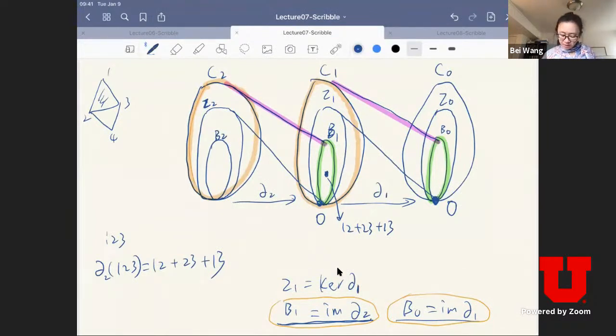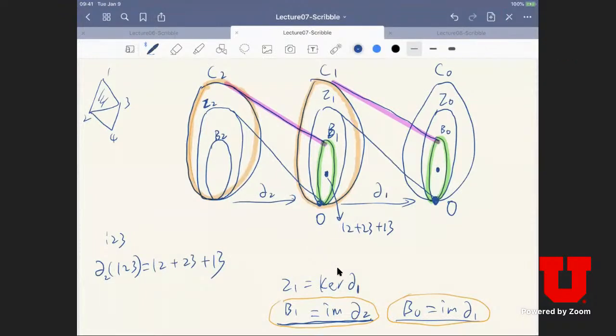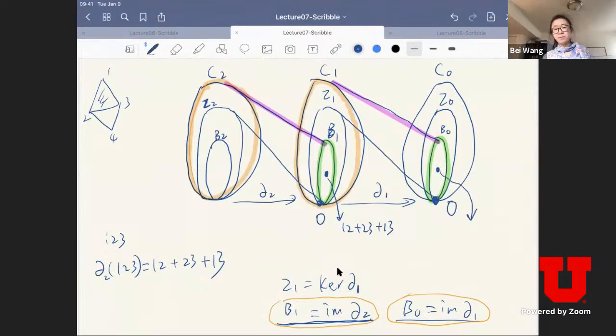What is the element in B0? Remember, what is a zero-dimensional boundary? It's a boundary of a one-dimensional chain. So for example, 1 plus 4 is in B0, okay? So what is 1 plus 4 in B0? It's a linear combination. It's a boundary of a one chain. So what is this a boundary of? This is a boundary of 1, 3 plus 3, 4, right?